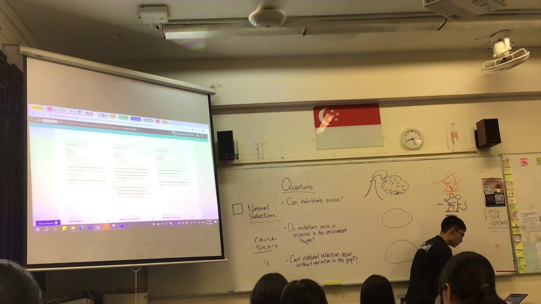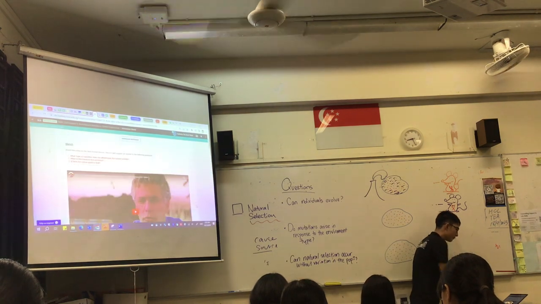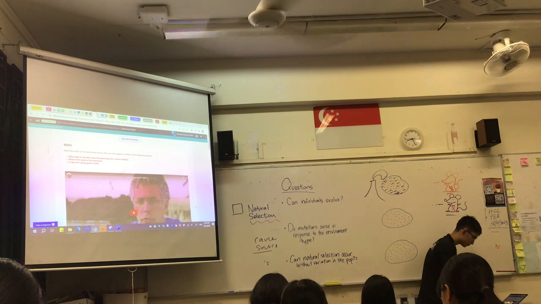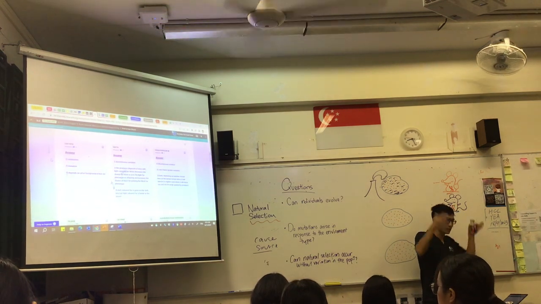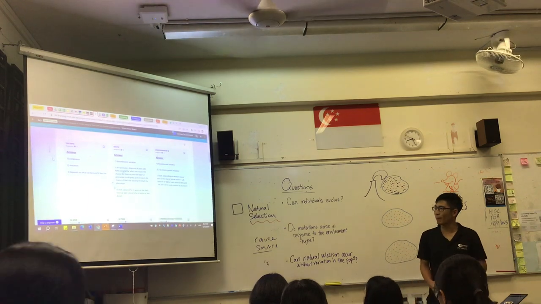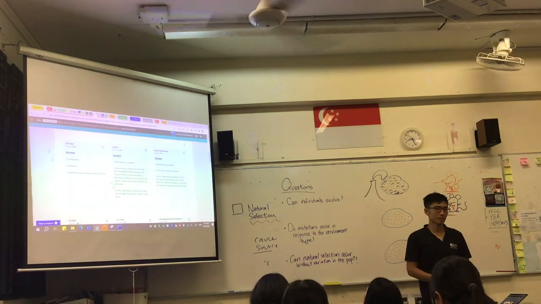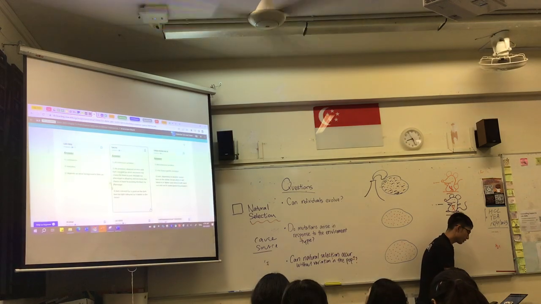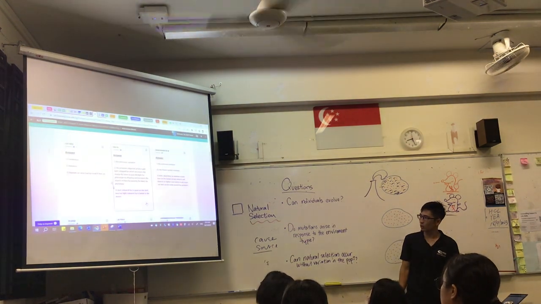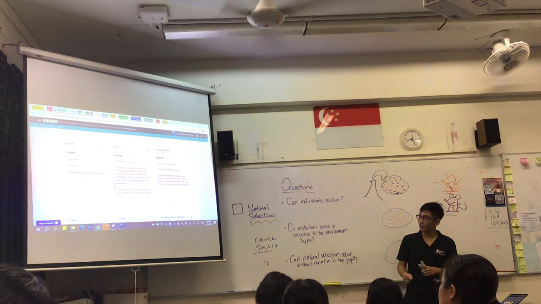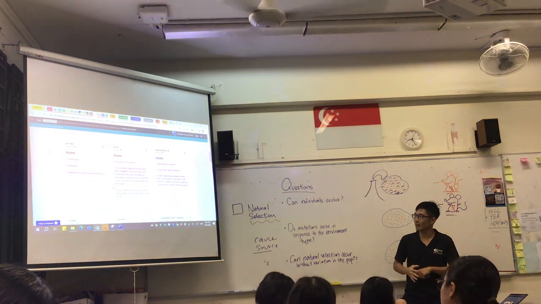Last question was, then is black fur color good or bad? Ife put it very simply, she says, it depends on what background it lives on. If we look, actually the answers get more and more elongated. Dark fur color is good on dark lava, but light colored fur is better in the desert.